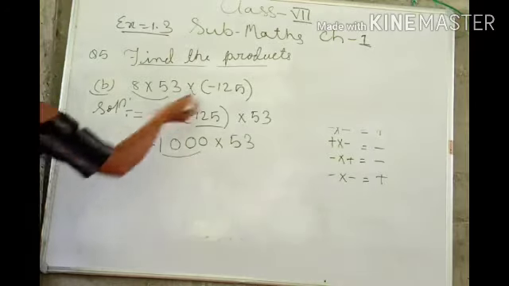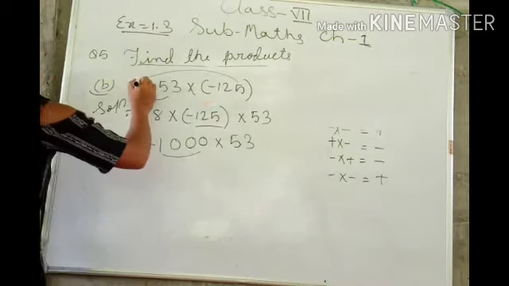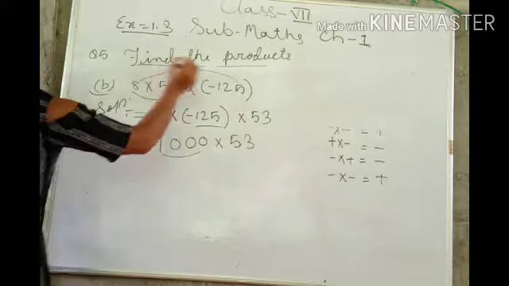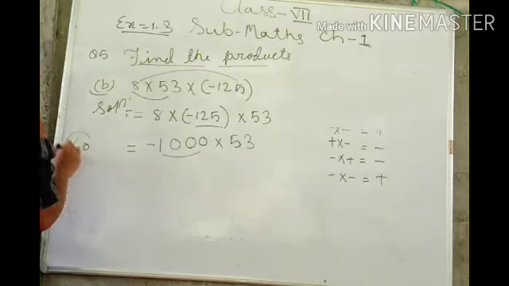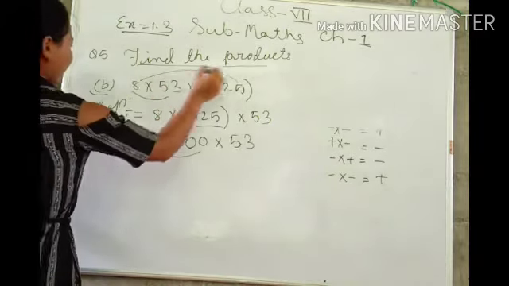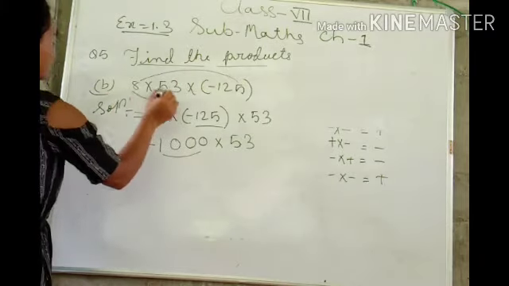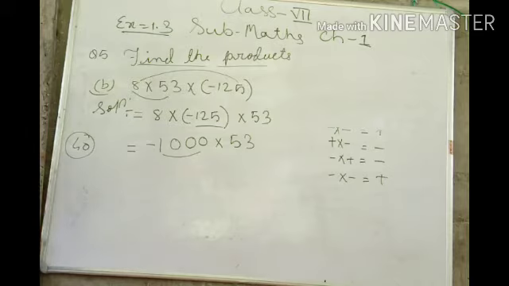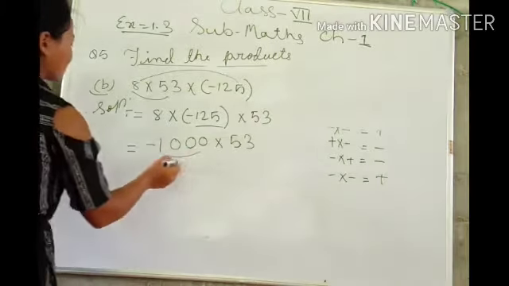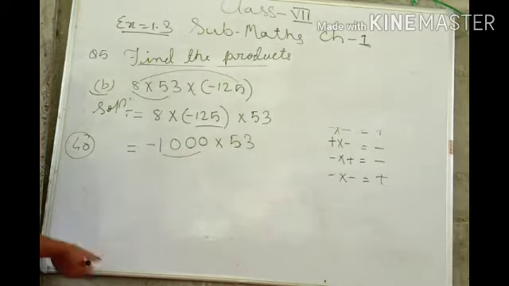From the last digit you can see 8 times 5 is 40, so you are getting a round figure. But if you multiply 5 times 3 that is 15, it will not be a round figure. Or if you multiply 8 times 3 that is 24, it will not be a round figure. So to make a round figure, or to make it easier, we multiply these two first. What I got is 1000, and the sign will be negative.